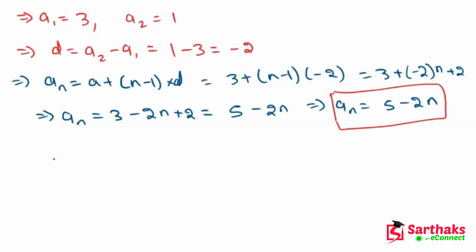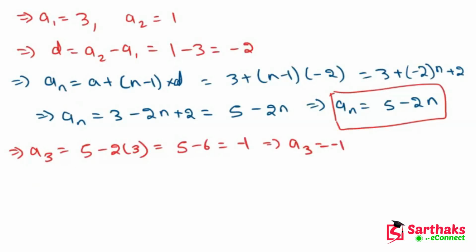Now we have to find A3. We put the value of n as 3 in this equation, so we get 5 minus 2 into 3. This will be 5 minus 6, which is equal to minus 1. So A3 is equal to minus 1.